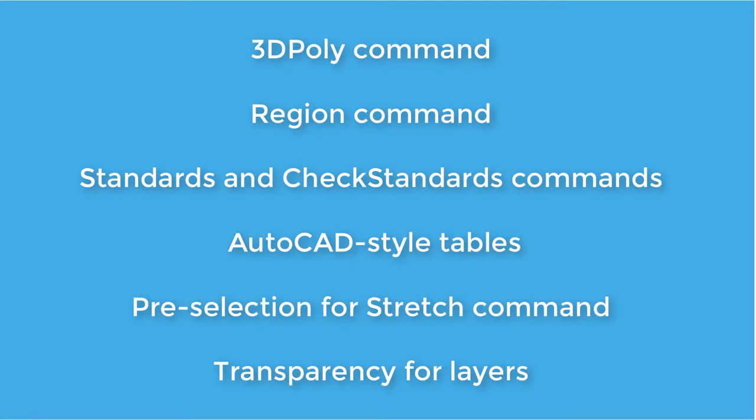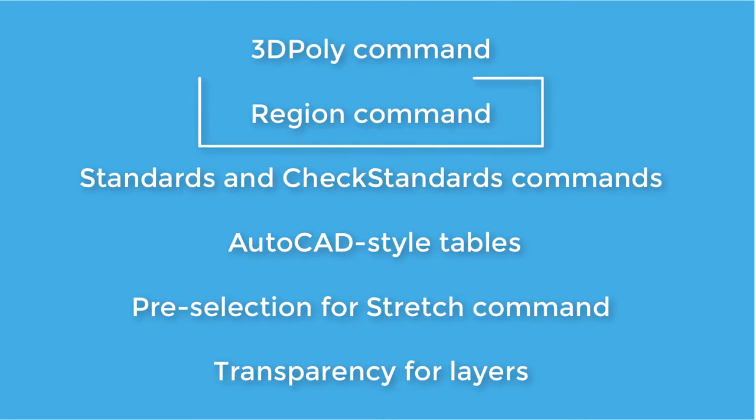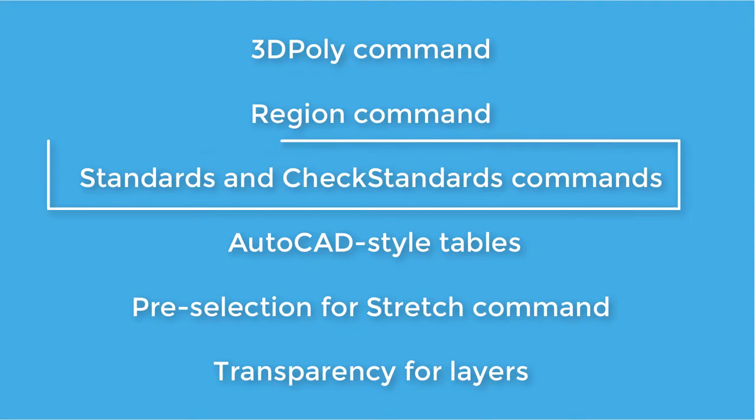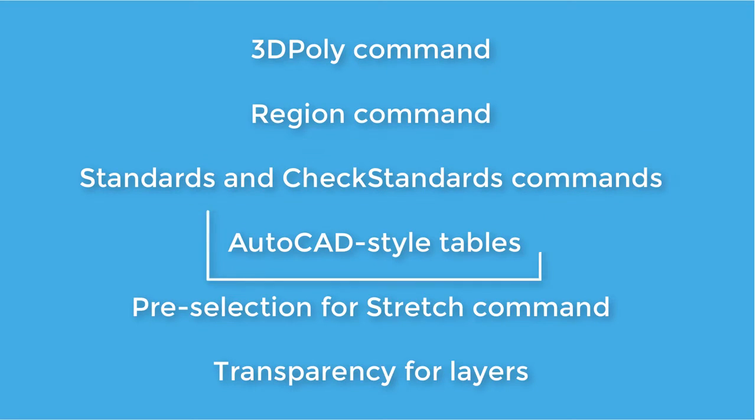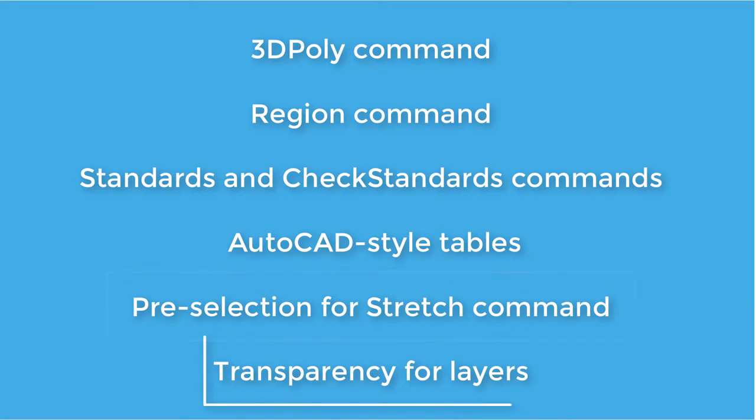nanoCAD 10 comes with several more new commands. One of them is 3D poly for creating polylines in 3D space. The region command creates 2D ACIS entities. The standards and check standards commands make sure that drawings follow the standards of your office or of clients. Tables can now be AutoCAD style without needing to convert them. The stretch command allows you to pre-select entities before stretching them, and layers now have transparency.